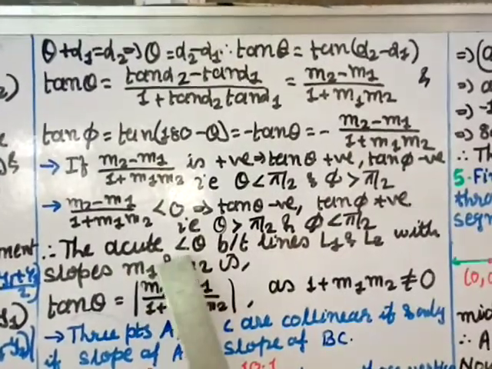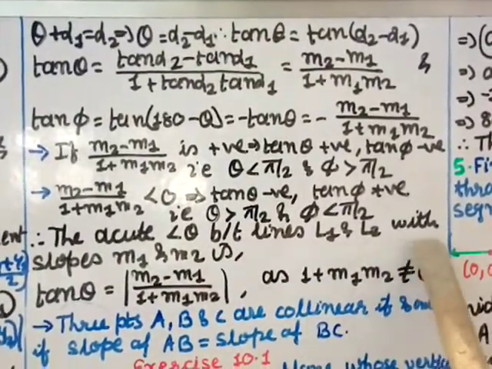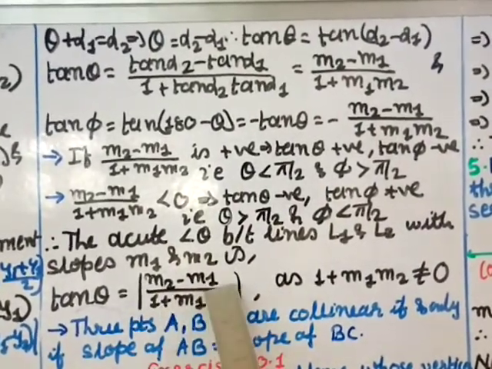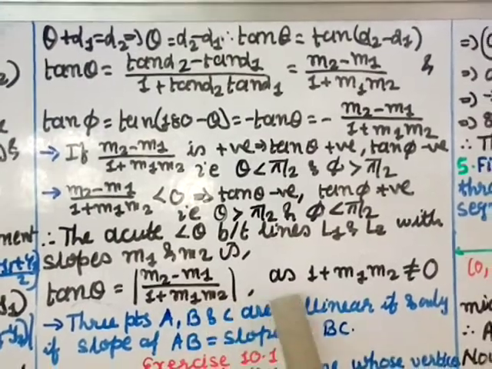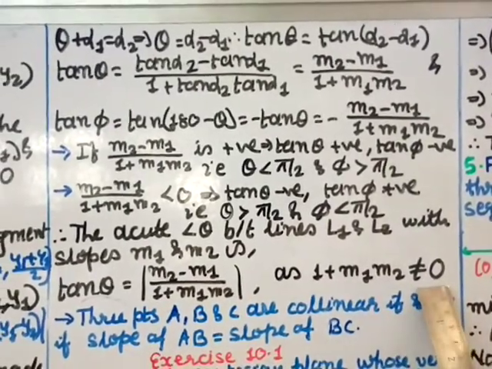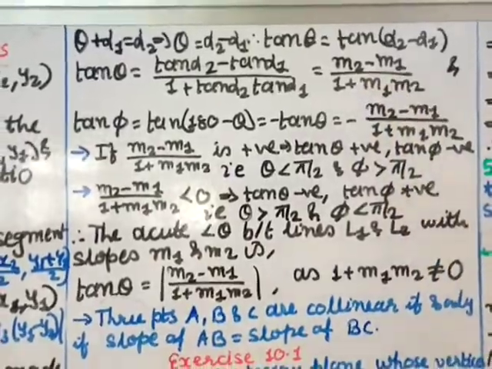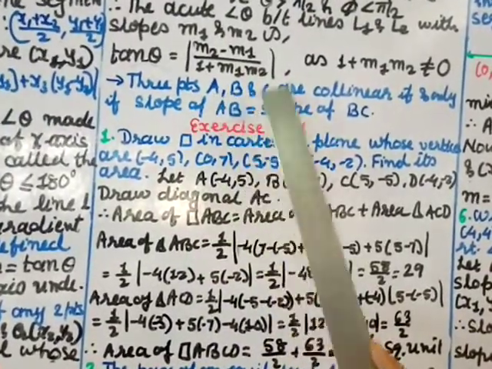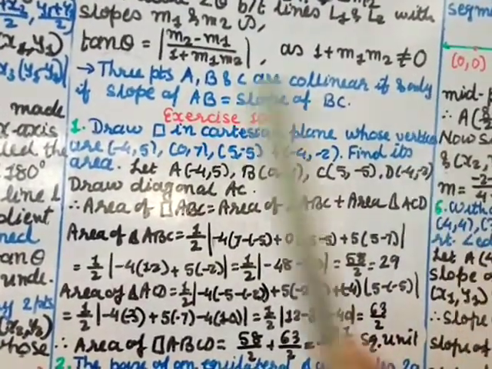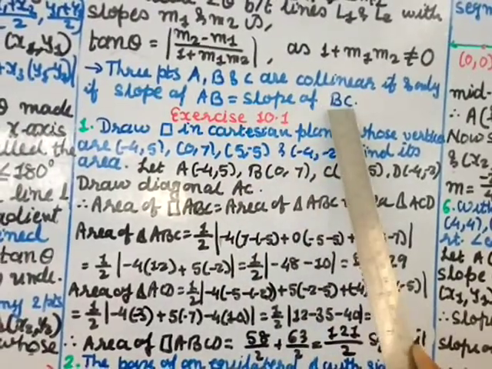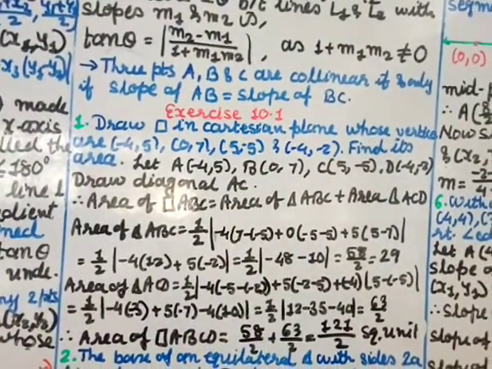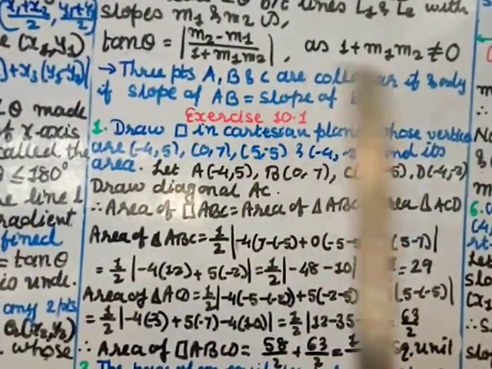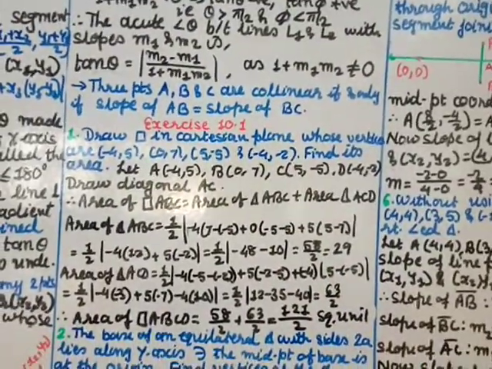Therefore, the acute angle theta between lines L1 and L2 with slopes m1 and m2 is tan theta equal to modulus of m2 minus m1 divided by 1 plus m1 m2, as 1 plus m1 m2 is not equal to 0. The denominator should not be 0, then only it is defined. Next we have one more point. Three points A, B and C are collinear if and only if slope of AB equals slope of BC. So if you have three points A, B, C collinear, that is, in the same line, then the slope of AB equals the slope of BC, and if the two slopes are equal, then the three points are collinear.